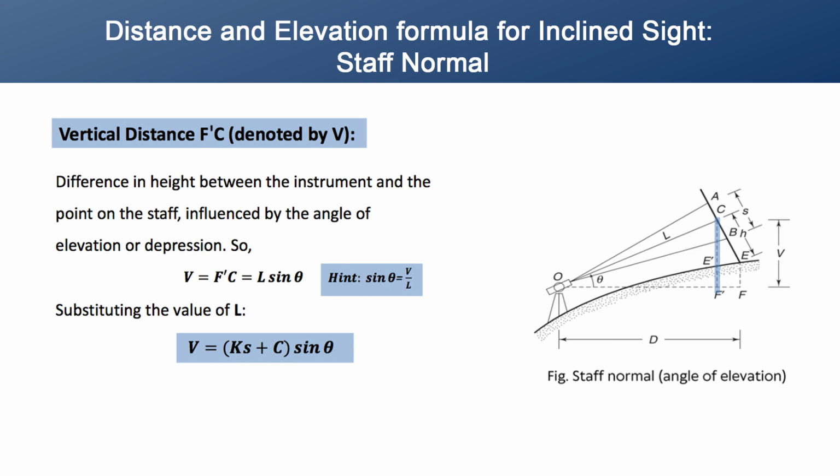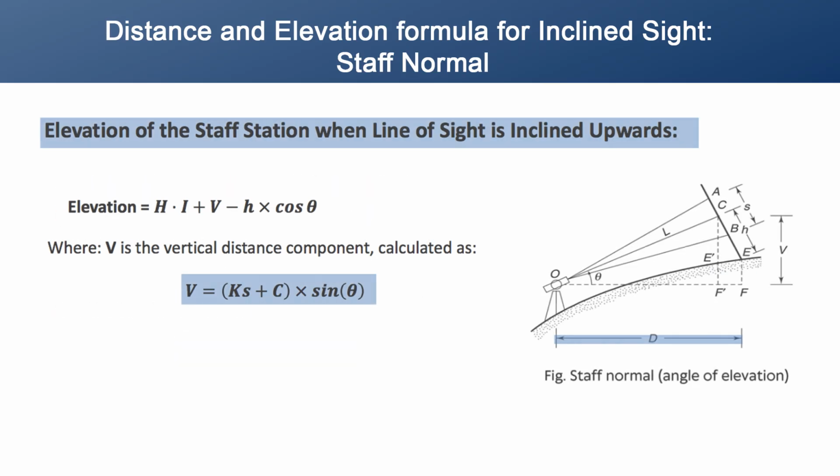This is the difference in the height between the instrument and the point on the staff influenced by the angle of elevation or depression. So, V will become F'C, which is equal to L sin theta. You know the formula for sin theta, which is equal to V by L. So, from there we have obtained this equation. Substituting the value of L here now, we get V is equal to (Ks plus C) into sin theta.